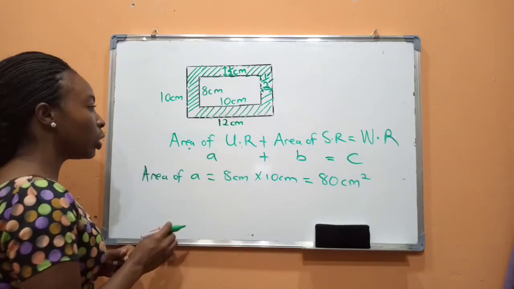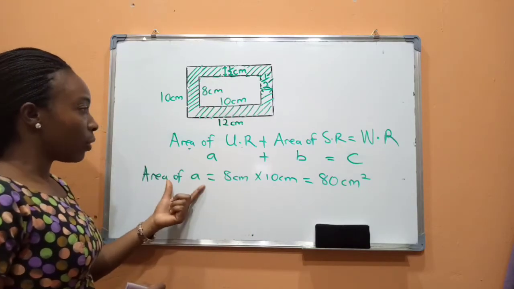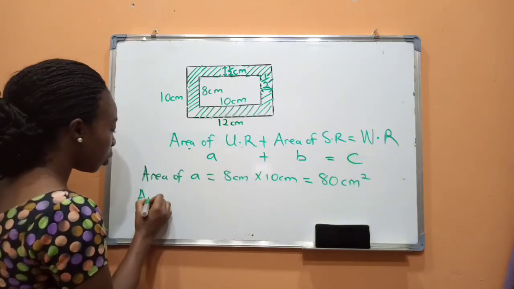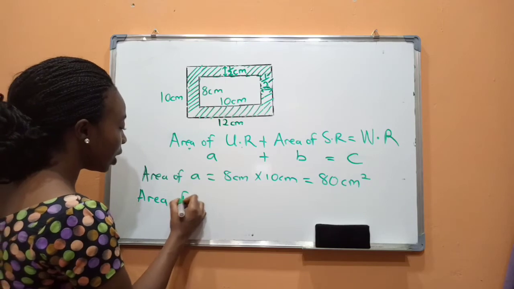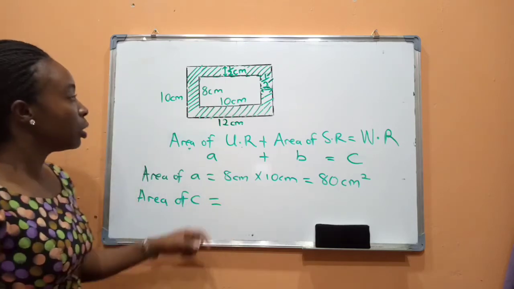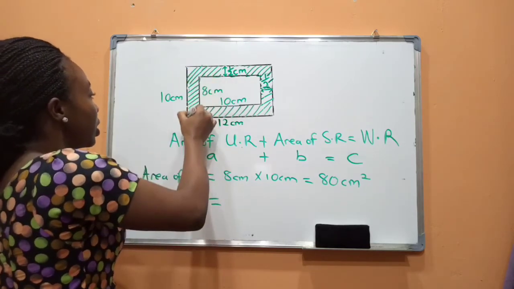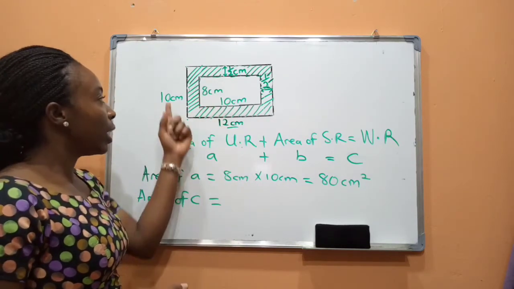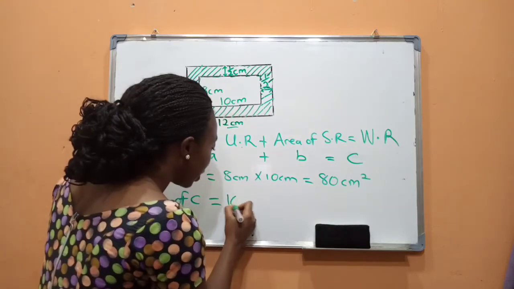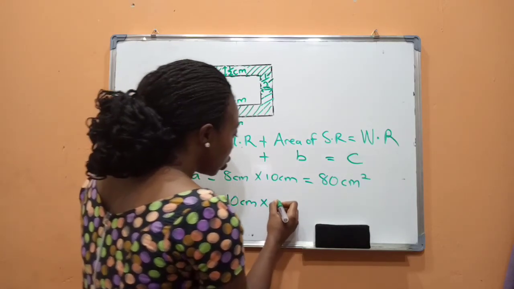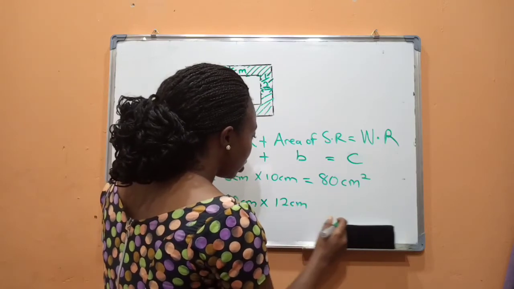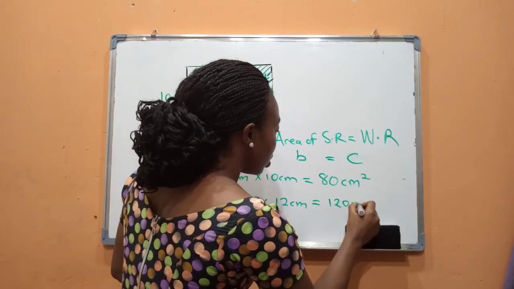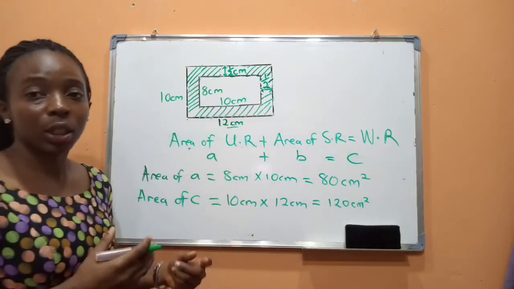So the next thing we are going to do, we have found the area of A. Now let's find the area of the whole region, okay? Now the area of the whole region, which we represented as C, will be equals to, now this is 10 centimeter and this is 12 centimeter. Area of a rectangle is length times breadth. So we are going to have 10 centimeter times 12 centimeter. We are going to have 10 times 12 gives us 120 centimeter. Then square, okay, centimeter times centimeter.